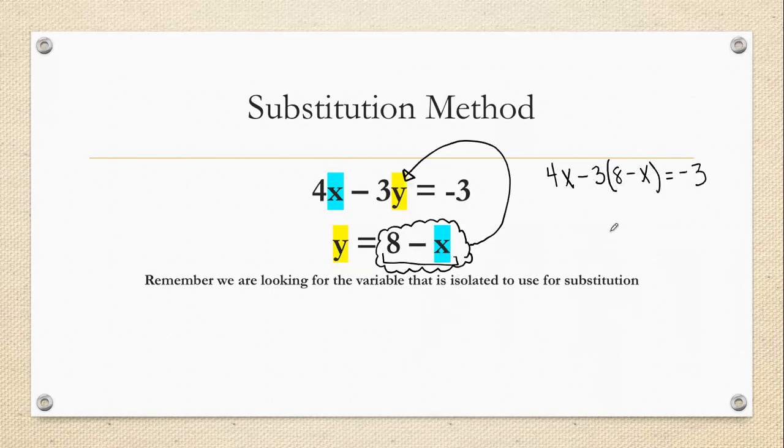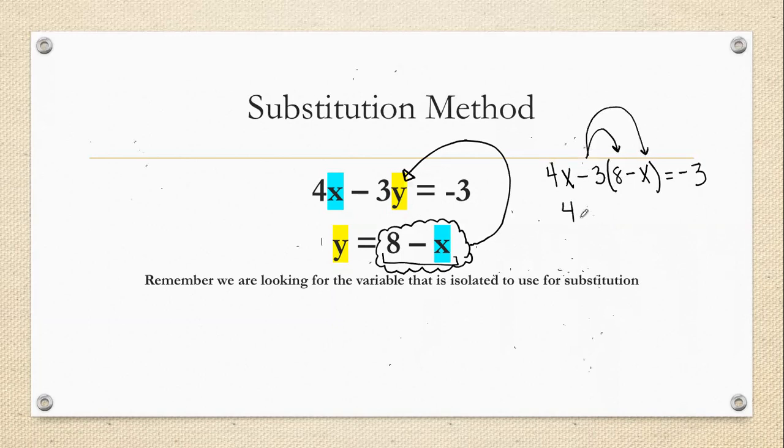Tell me how to solve. What's the first thing I would do over here? Distribute. So I'm going to distribute this whole negative 3. What do people do usually? They just distribute the 3 and forget the sign that's in front of it. But you have to distribute that whole thing. So I'm going to distribute the negative 3.